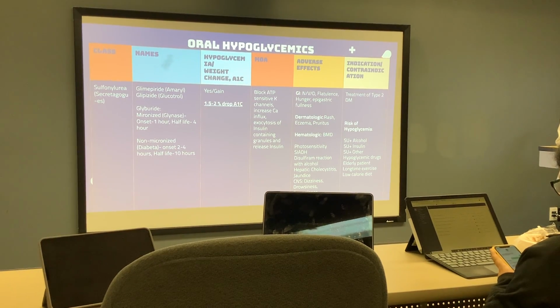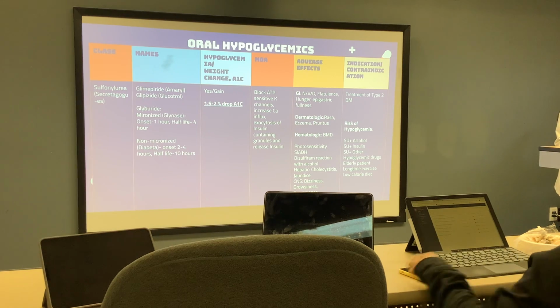The mechanism of action is to block the ATP-sensitive potassium channel. That way it increases the calcium influx, and that causes exocytosis of insulin-containing granules and releases the insulin. Adverse effects include GI adverse effects, dermatologic, hematologic, photosensitivity, disulfiram-like reactions with alcohol, hepatic side effects, and CNS side effects including dizziness, drowsiness, somnolence, and insomnia, both it can cause, and tremor.